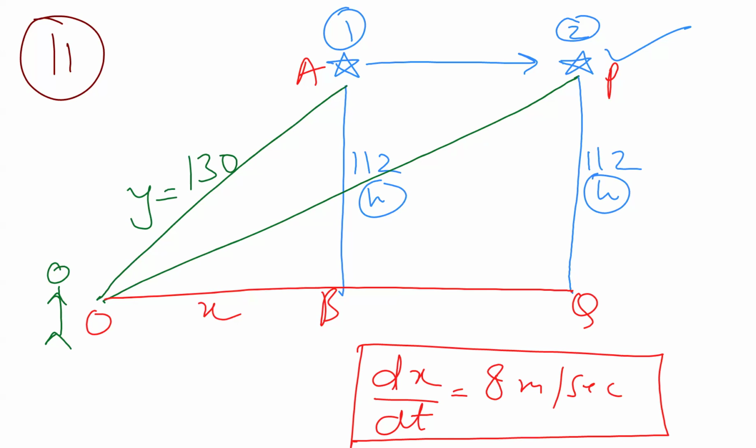And what is given? The kite is moving horizontally at 8 meters per second. So the horizontal thing in this entire problem is OP and OQ. So the initial OB is X. So X is changing horizontally. dx by dt is 8 meters per second.